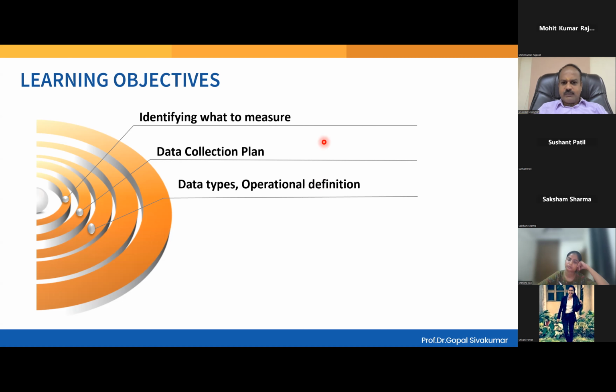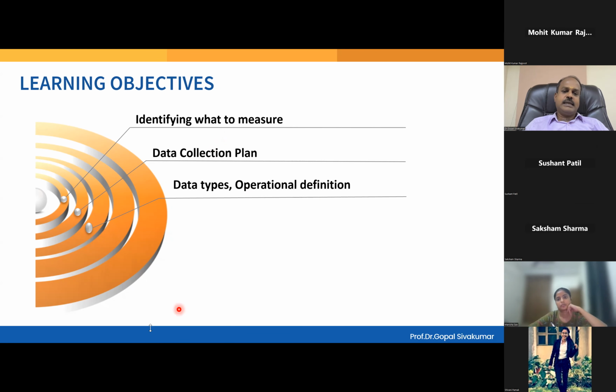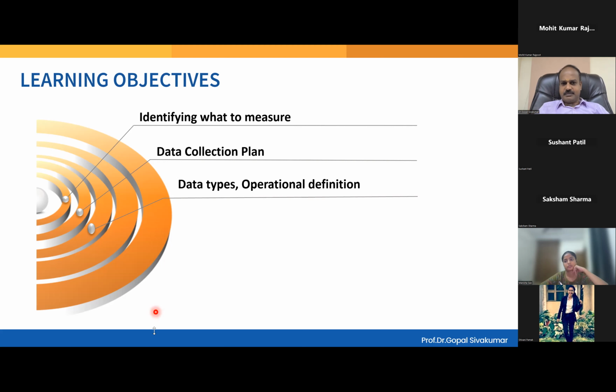And then for each and everything, there has to be a clear operational definition given. When I say attendance, I should actually give a definition. What do I mean by attendance, isn't it? Attendance means you should be present in the meeting at least for 80% of the time. Good definition?